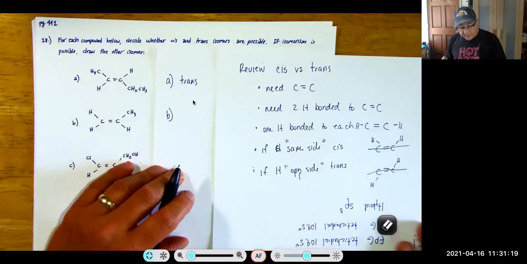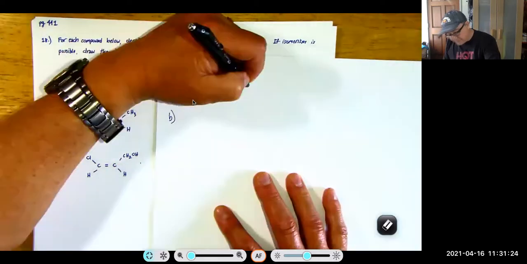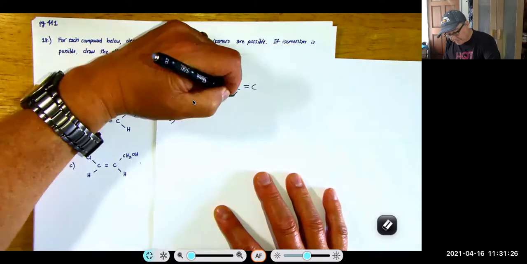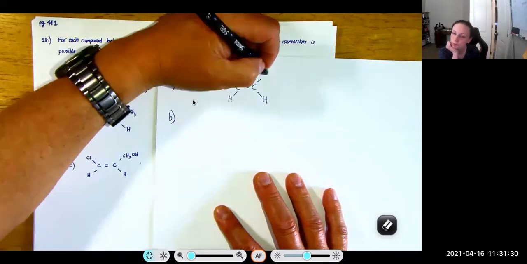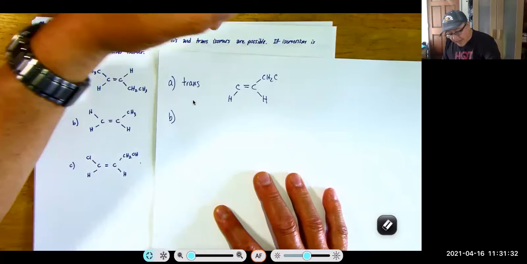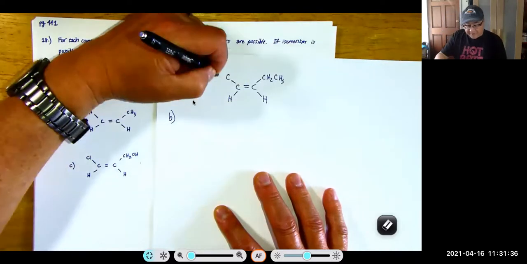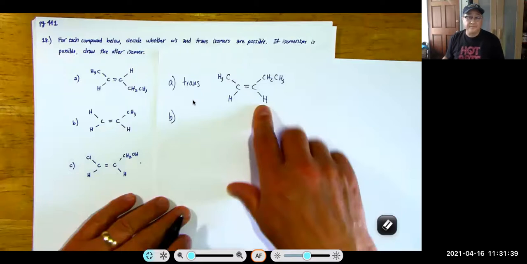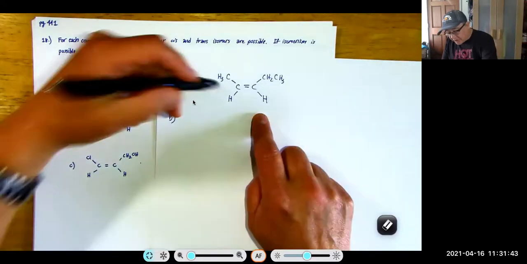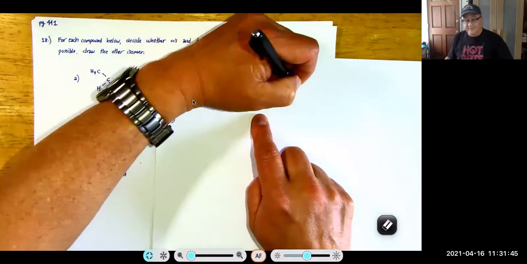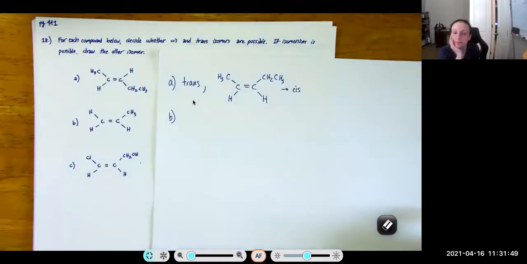Is isomerism possible? And the answer is absolutely. So let's draw the other one. We would just flip it, rotate, mirror image it, kind of. Mirror image one side. So you see what I did is I flipped these two. So it's trans, and then I just drew cis.